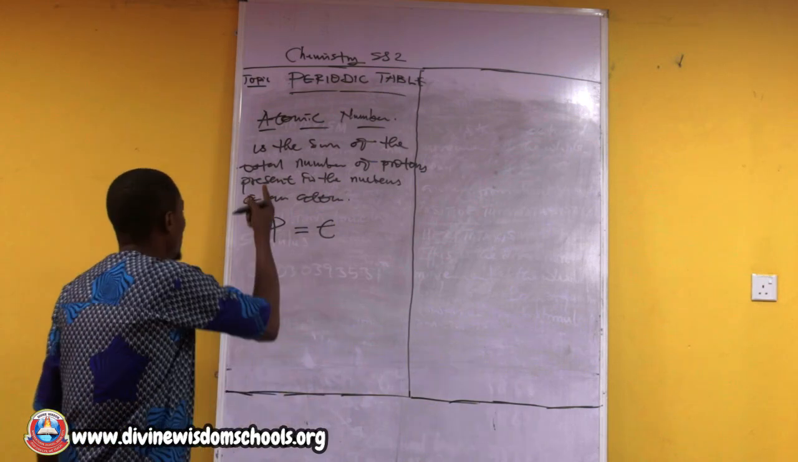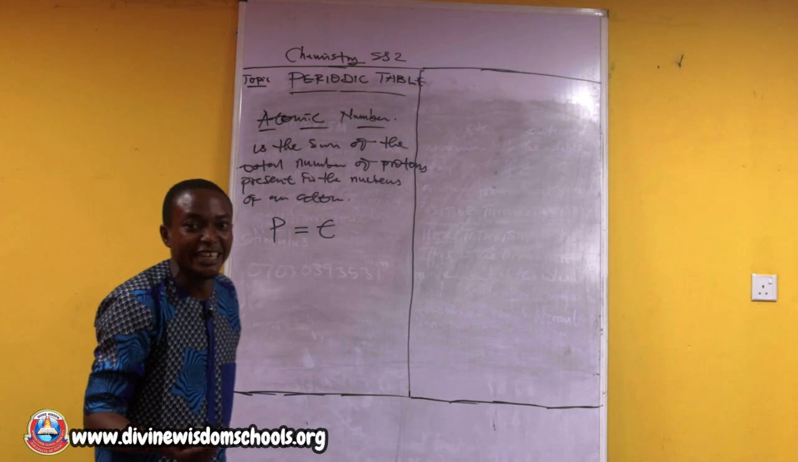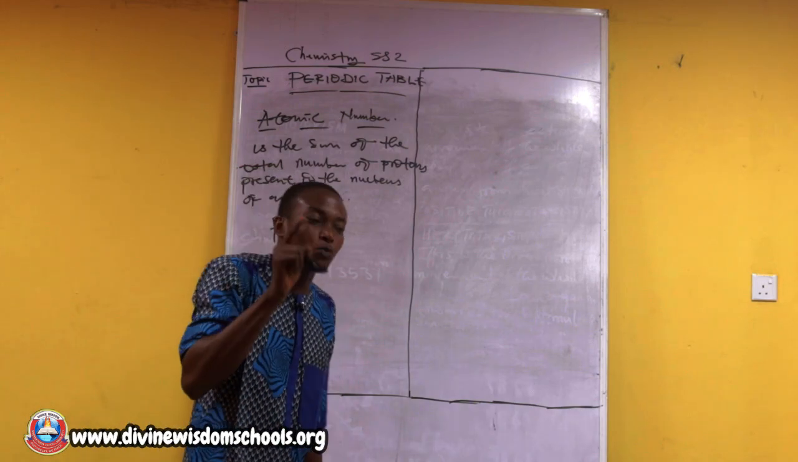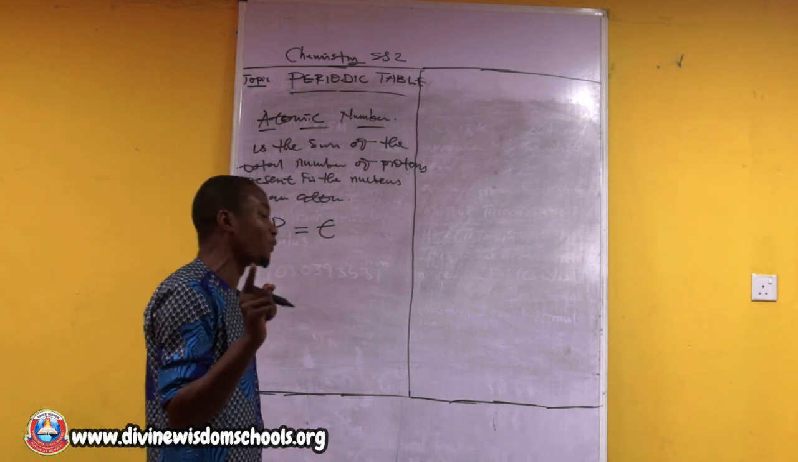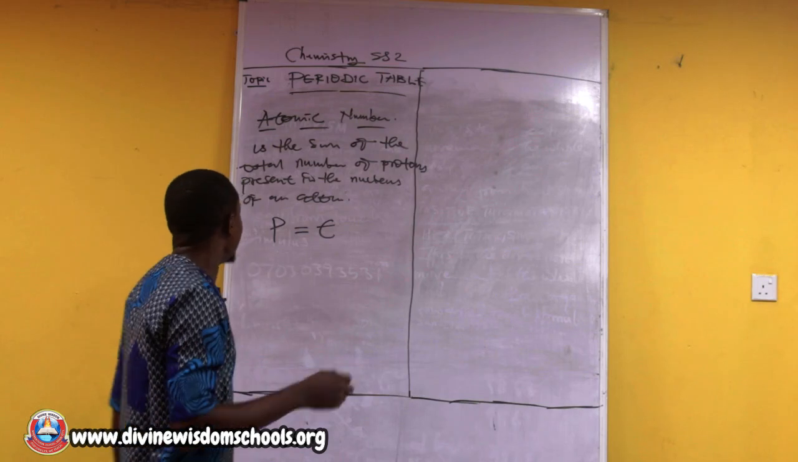So, this is what we call the atomic number. In other words, we can say that the atomic number is the electron number. Mind you, that will only be correct if and only if the atom is electrically neutral. Otherwise, it's wrong. Now, that is it.